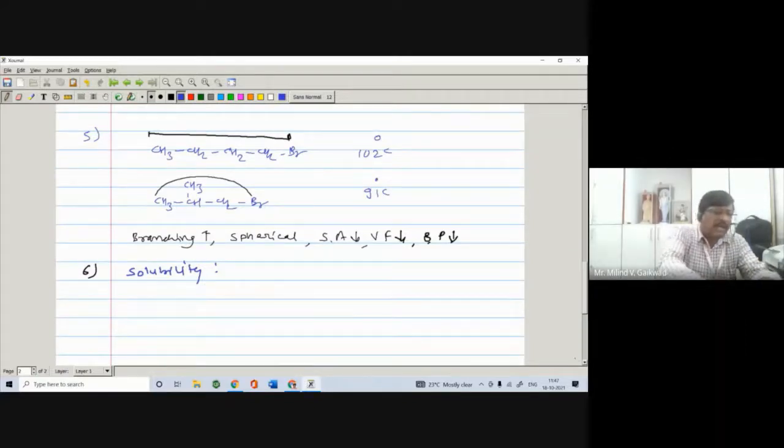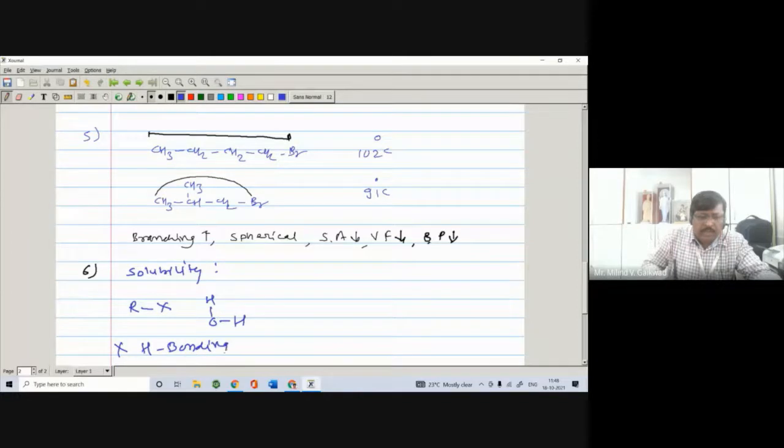So if you see, alkyl halides are insoluble in water. Take RX, and if you take water, HOH, they do not form hydrogen bonding. They do not form a hydrogen bonding, so they are insoluble in water, a polar solvent. Because they do not form hydrogen bonding, they are insoluble in water.